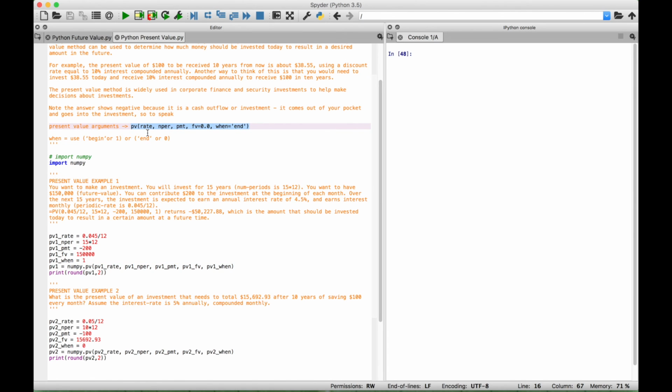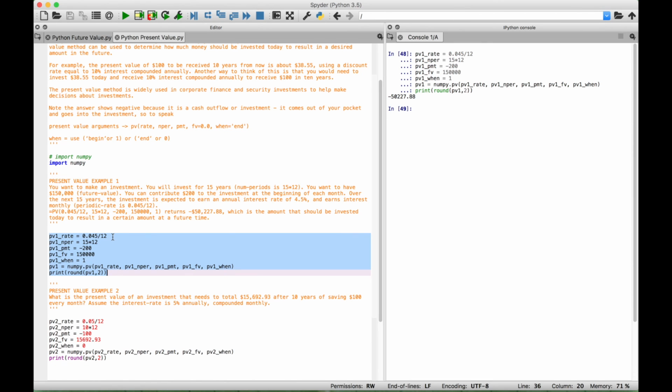And remember that the arguments in order are rate, number of periods, payment, future value, and when. So we put in all of our arguments based on these values here. Then we use a print to display the final answer, and we used a round function to round this off to 2 decimal places. So let's go ahead and select our code and run it.